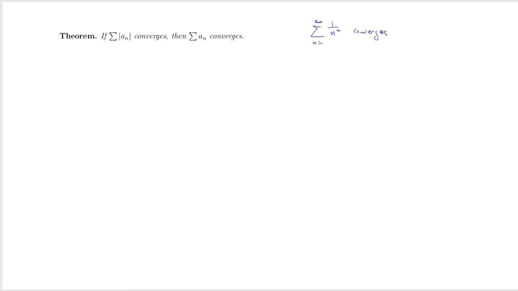We already know that the p-series, the sum from n equals 1 to infinity of 1 over n squared, converges. And so by this theorem, the alternating p-series, the sum of negative 1 to the n, 1 over n squared, also converges, because the terms of the series above are the absolute value of these terms right there. Which is to say there's no need to apply the alternating series test once you've shown that the series of positive terms converges. If the series of positive terms converges, then the alternating series automatically converges by this theorem.